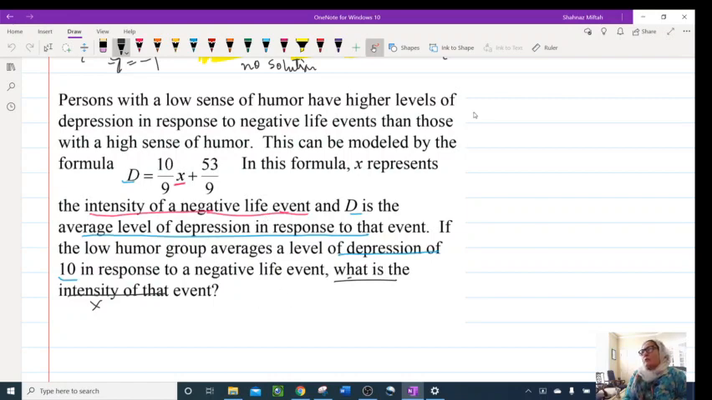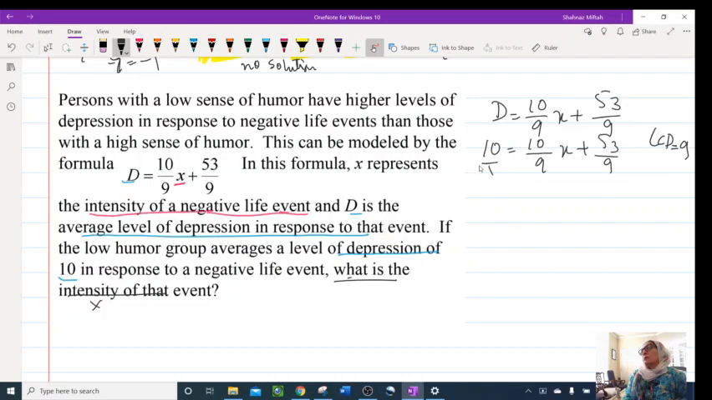So I'm going to write my equation, the one they are giving me: D equals 10 over 9 X plus 53 over 9. D was given, which was 10, and then we need to figure out X. Do you see you have fractions? 9 and 9 is my least common denominator. So all I have to do is find the least common denominator, which in this case is 9, and multiply that 9 everywhere with every term.